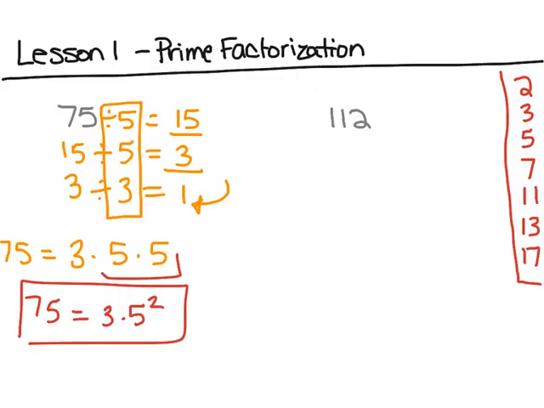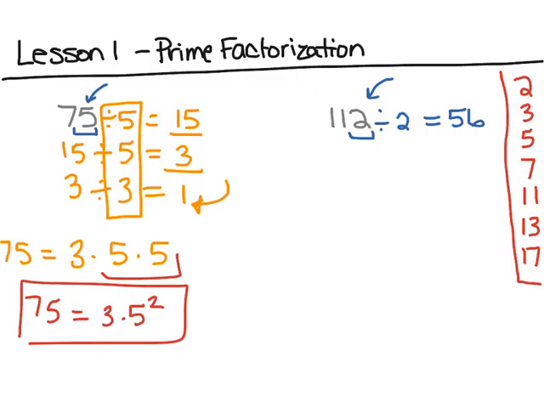112 divided by 2 is equal to 56. Now notice I chose to do this one by 5 first and this one by 2. A quick way to notice that is if your number ends in a 5, it's going to be divisible by 5. If your number ends in an even number, it's going to be divisible by 2. And if the sum of all your digits is divisible by 3, then you can divide by 3. Those are just 3 quick division rules.